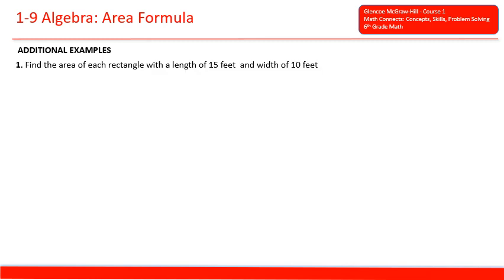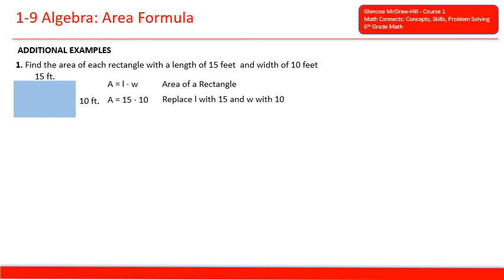Additional examples. Find the area of each rectangle with a length of 15 feet and width of 10 feet. So we have 15 feet long by 10 feet wide. Area equals length times width, or A equals L times W. Area equals 15 times 10 because we plugged 15 in for L and 10 in for W. And if we multiply that, area equals 150. So 150 square feet.